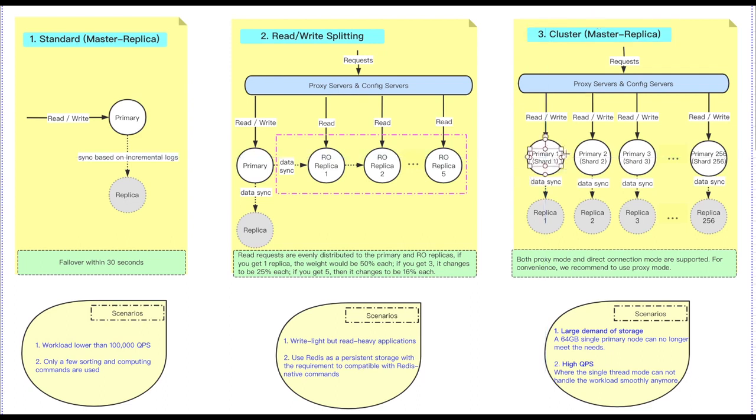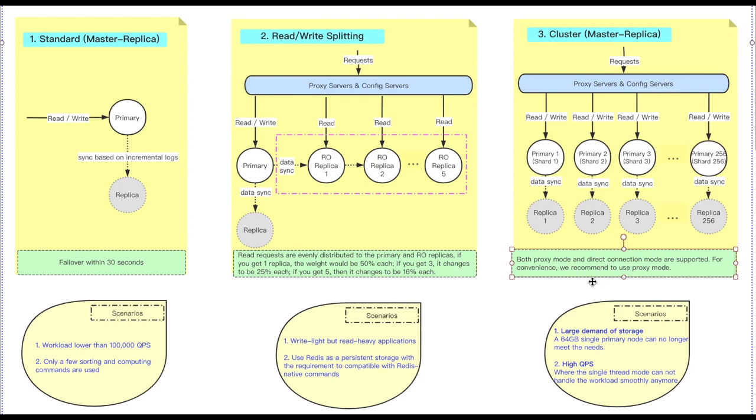Every shard is an independent processing unit, which means the data is stored separately, and there is no such thing as latency between every primary node or with the data shard. And for each shard, like the standard architecture, there is an HA mechanism to ensure its availability so that they can all handle read and write requests at the same time. Okay, talking about connection, both proxy mode and direct connection mode are supported. For convenience, we recommend using proxy mode.